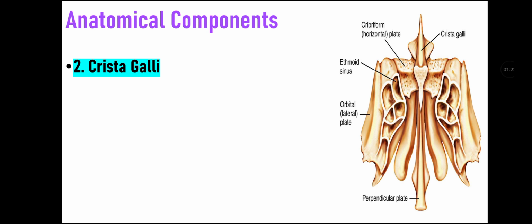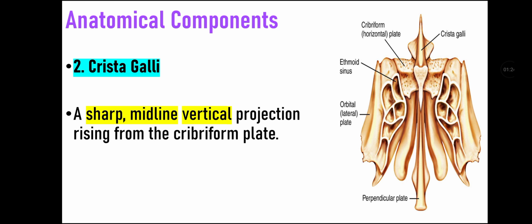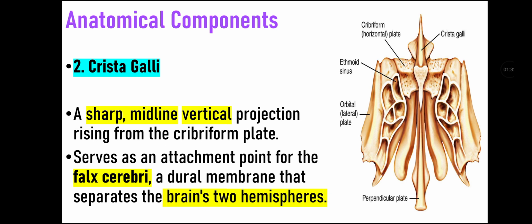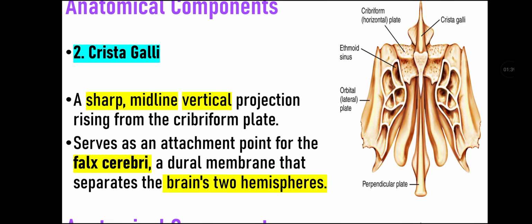Next part of ethmoid bone is crista galli, that we said is a vertical projection. It is a sharp midline vertical projection rising from the cribriform plate, as you can see here in the diagram. It serves as an attachment point for falx cerebri, that is a dural membrane that separates the brain's two hemispheres.